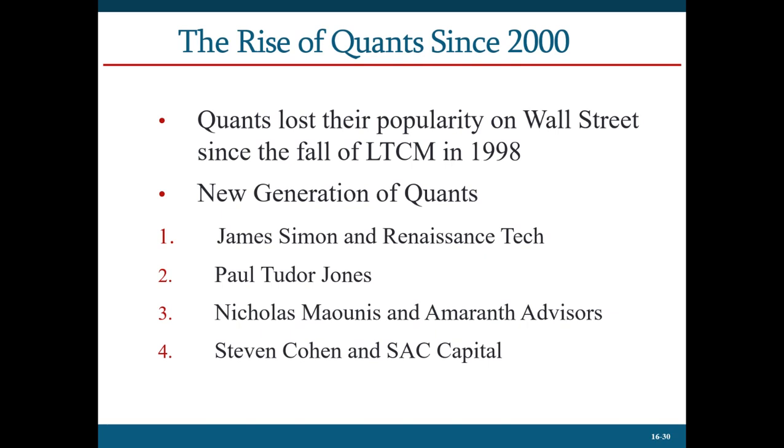For example, the number one quant and company is Dr. James Simons and his company called Renaissance Technology. And on the short list, you also see various famous hedge fund managers such as Paul Tudor Jones, Nicholas Moyes, Steve Cohen, and their companies like Amaranth Advisors and AC Capitals. And some of those companies were very successful, but other companies may not be that successful.